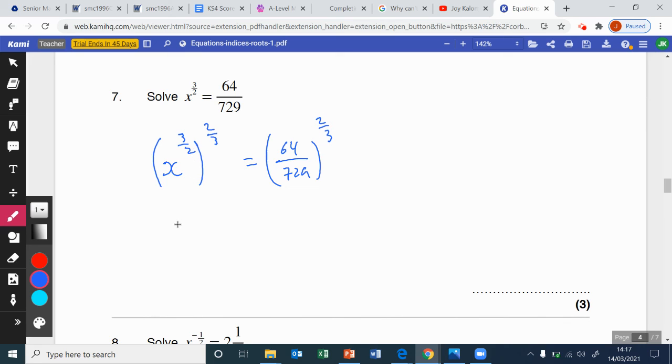On the left-hand side, it cancels. The 3 over 2 times 2 over 3 gives you 1, so that's just x. Then here we cube root both sides because the 3 is at the bottom, so that's going to apply to both the top and bottom. So we get 4 over 9, the cube root of 64 and the cube root of 729.